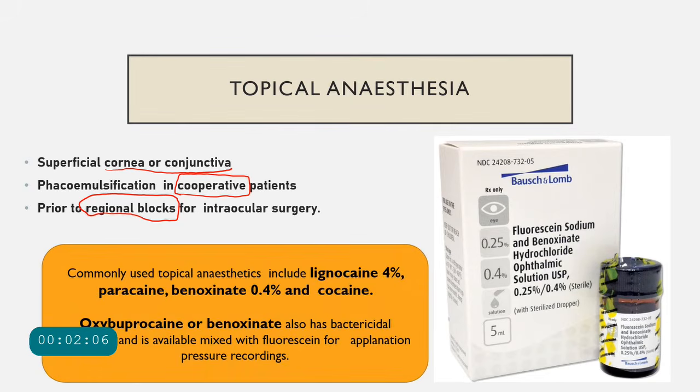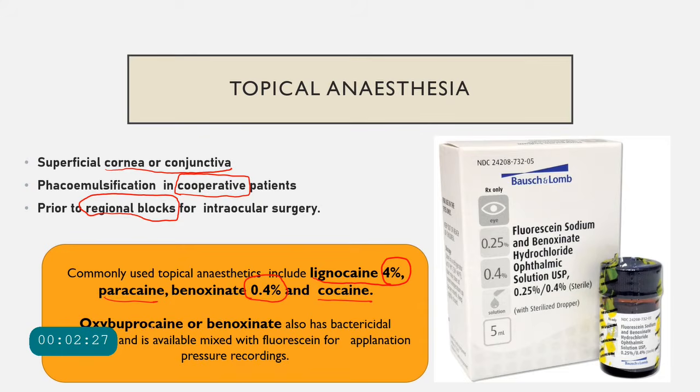Now, the commonly used topical anesthetics are lignocaine. Here, the concentration of lignocaine when it is used as a topical anesthetic is very important. It's about 4%. And then we have paracaine, the concentration is 0.5%. Bitoxinate is about 0.4%. And then we have cocaine, again 4%. Cocaine is not so famously used.